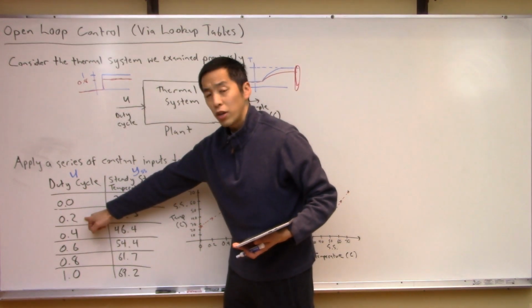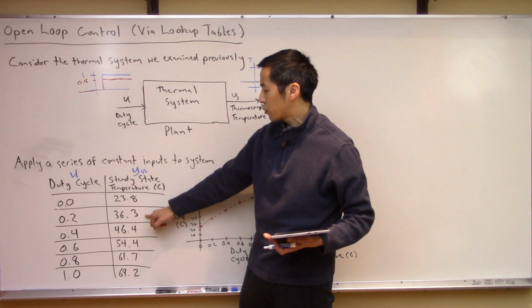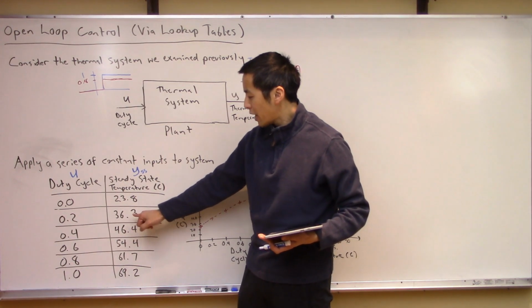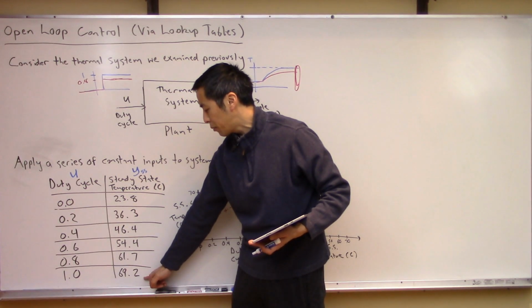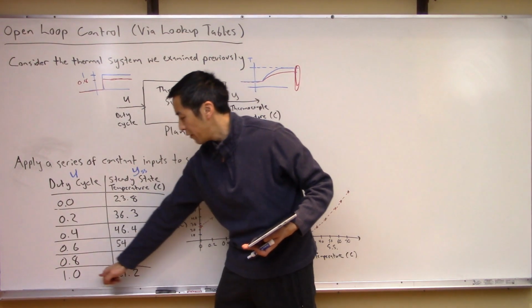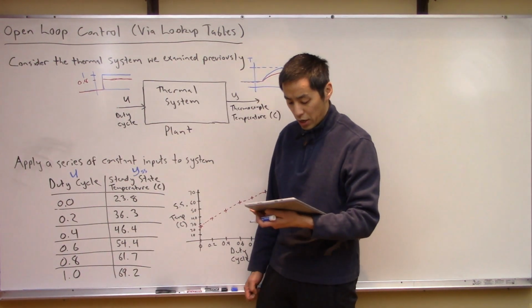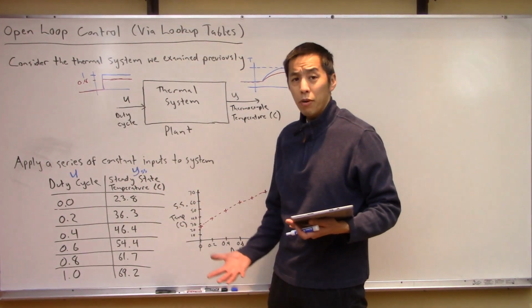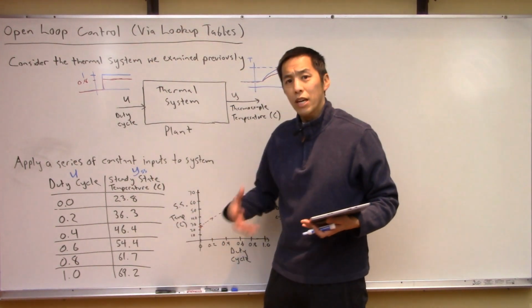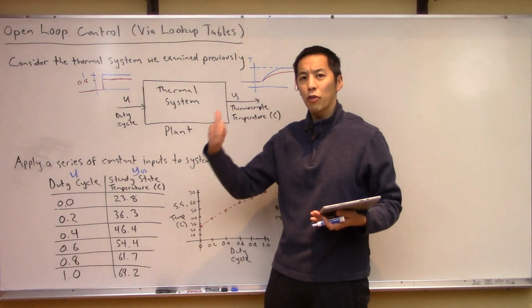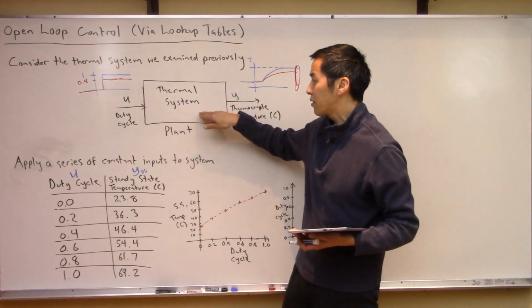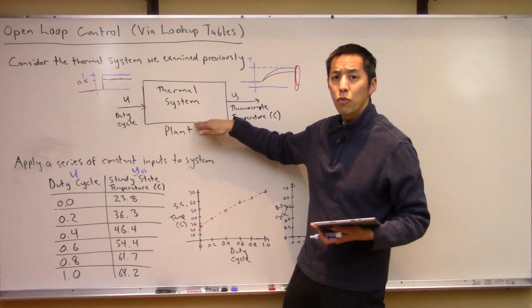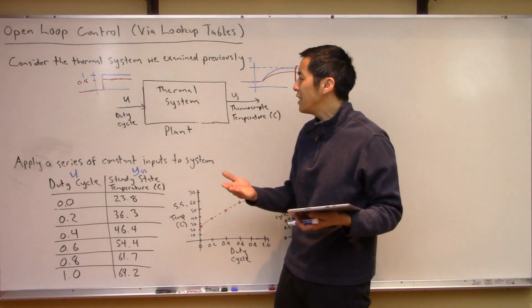When you turn the heater on 20%, the steady state temperature rises to 36 degrees, et cetera, all the way up to 69.2 degrees if you turn the heater completely on, right? So you've gone ahead and made yourself a real simple table. Would you agree? This table embeds information about the plant, about the system dynamics, to some degree. You understand almost like the DC gain of this system.